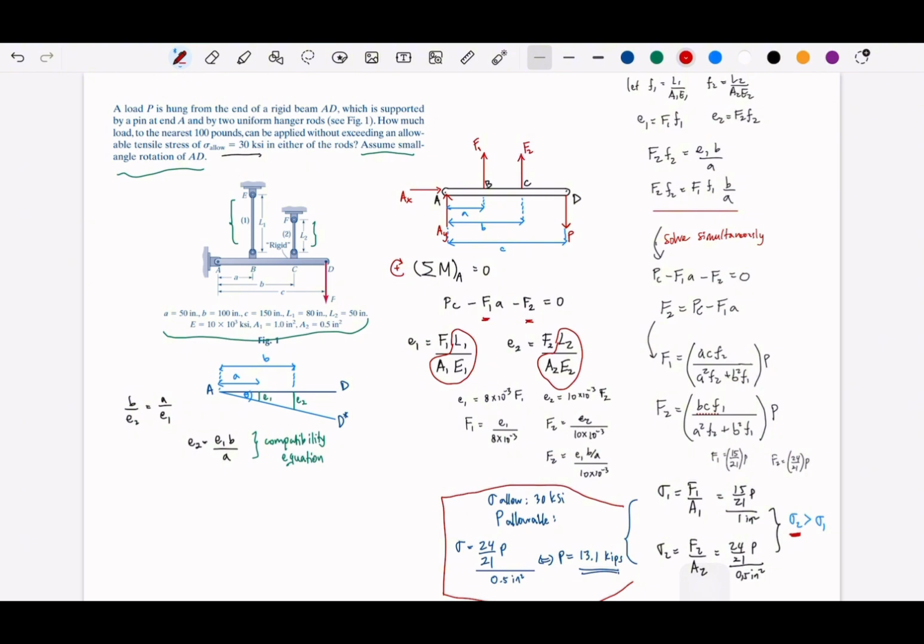And sometimes in one question there is only one compatibility equation, or it can be more than one. It can be more than one if the structure is more complex or a little bit complicated.